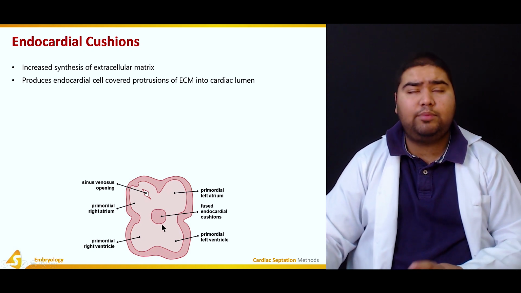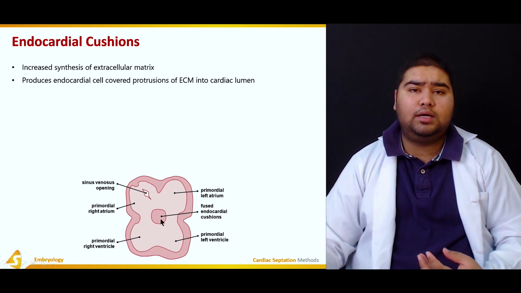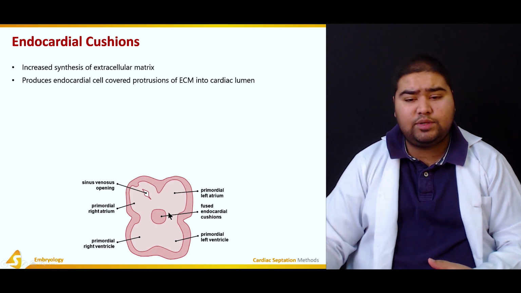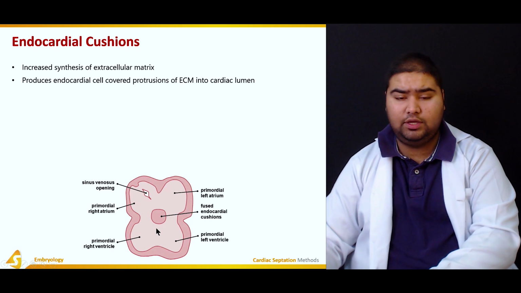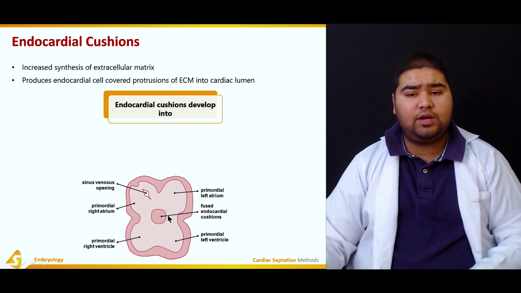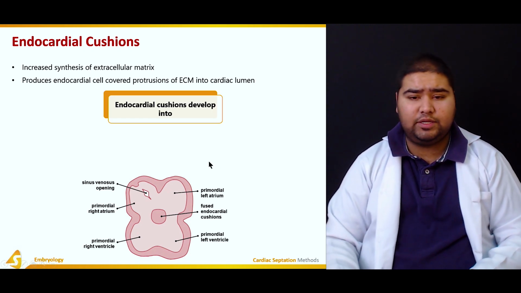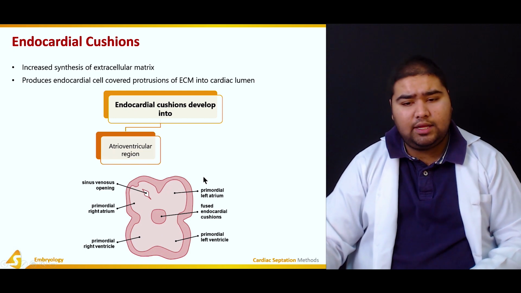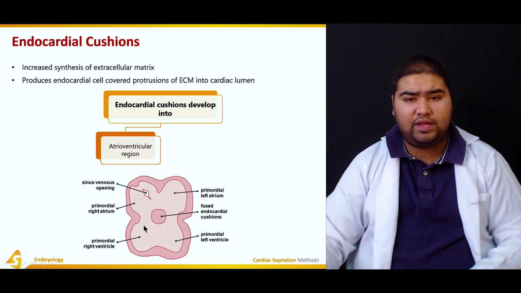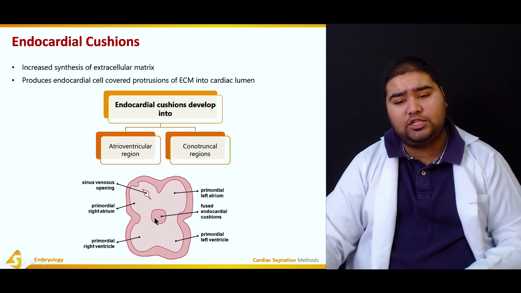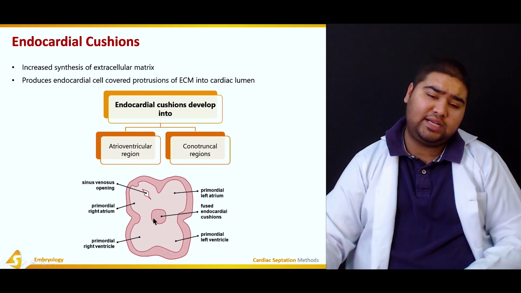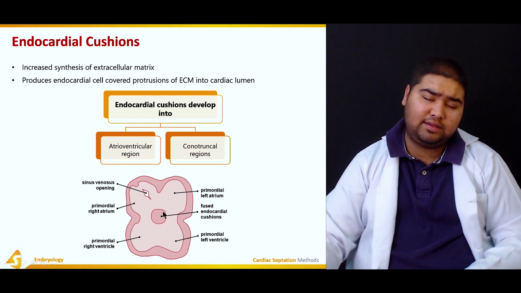This is actually a protrusion of extracellular matrix which is covered by the endocardial cells and is pushed into the lumen. So endocardial cushions help in the development of the atrioventricular region. This is the atrioventricular region. They help in the development of the AV region. They help in the development of conotruncal regions. Conotruncal regions are the outflow tracts which are formed in approximately this region.